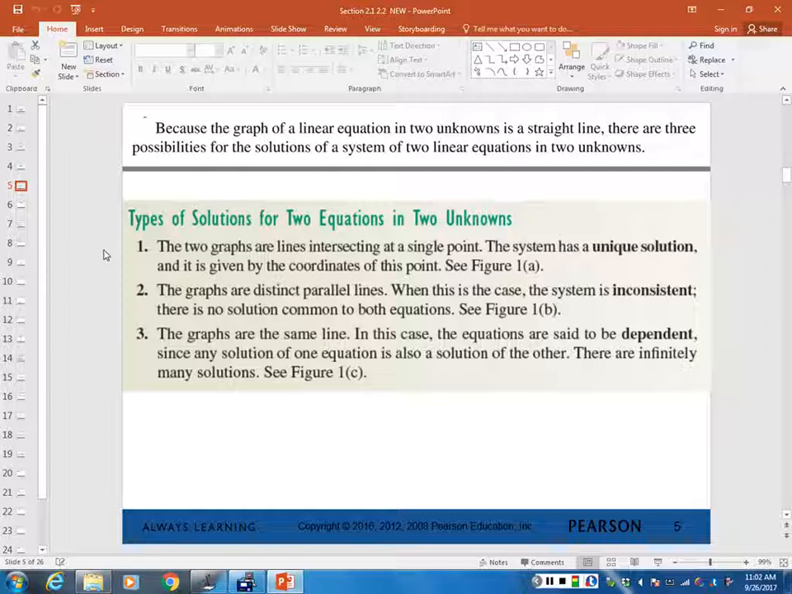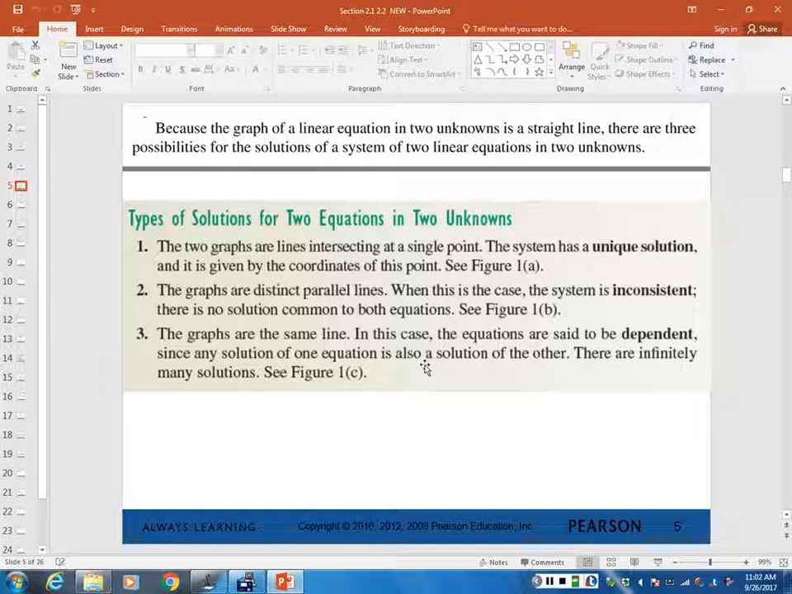But it is also entirely possible, as it says in 2 here, that the graphs are distinct parallel lines. Do parallel lines ever cross? No. Do they ever have an XY pair that is common to both of them? No. So what does that mean about a system where you wind up with parallel lines? Are they ever going to cross? No. So there's no solution, okay? Because they don't cross. That's called an inconsistent system.